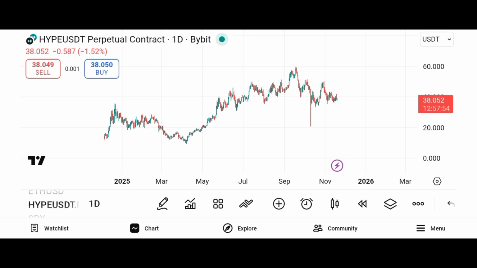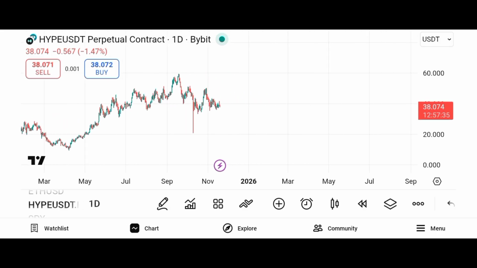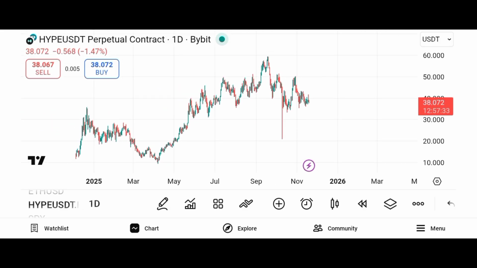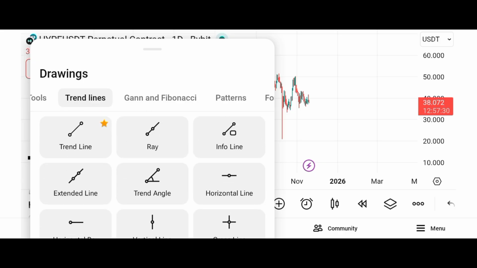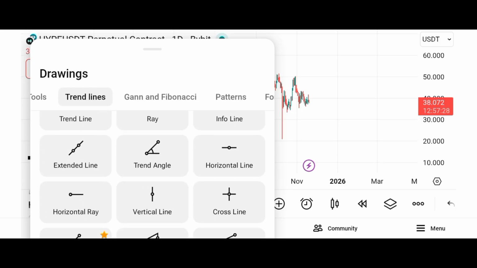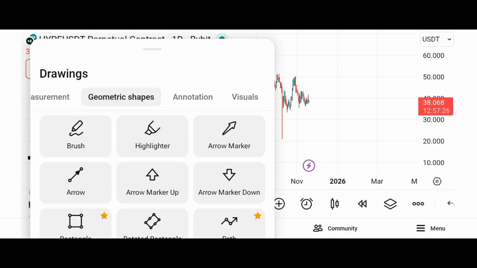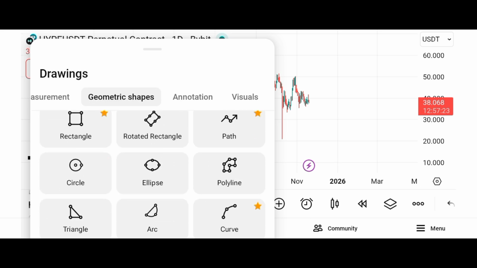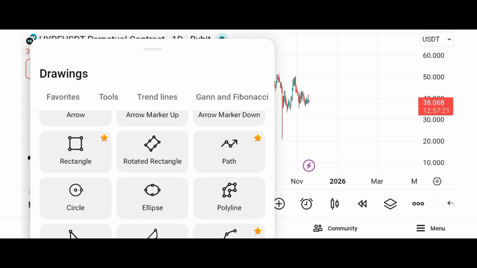When you open your charts, you want to be able to see what you're looking for and make a move, right? Now, this is how to do a broader analysis on any particular pair, any particular market. This is Hype USDT. Obviously, you can see that Hype USDT was going up initially.